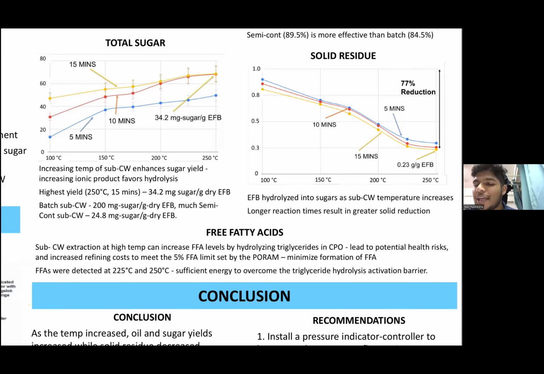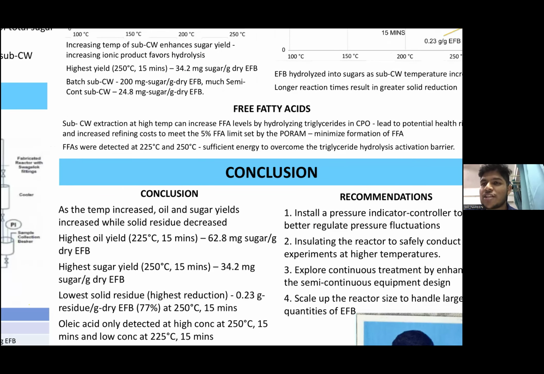Based on the analysis done by gas chromatography, free fatty acid was detected at 225 degrees and 250 degrees. This could be because at higher temperatures, sufficient energy is available to overcome the barrier, which makes it easier for the triglyceride hydrolysis process to happen.